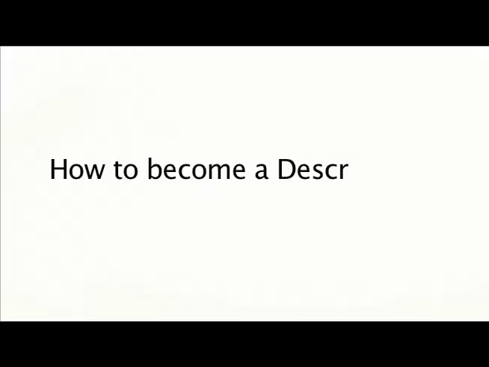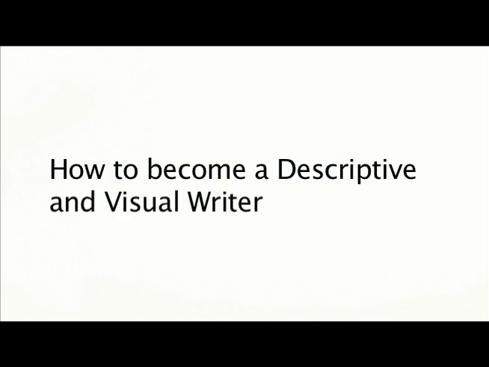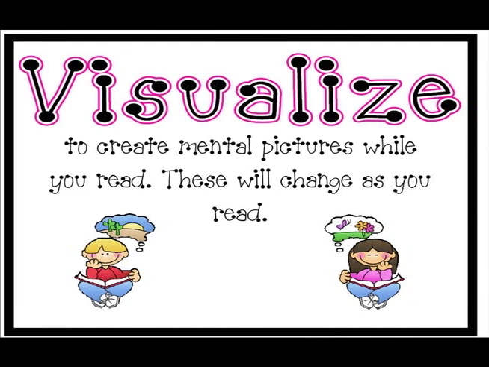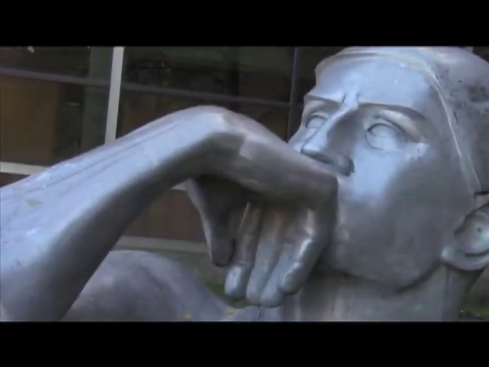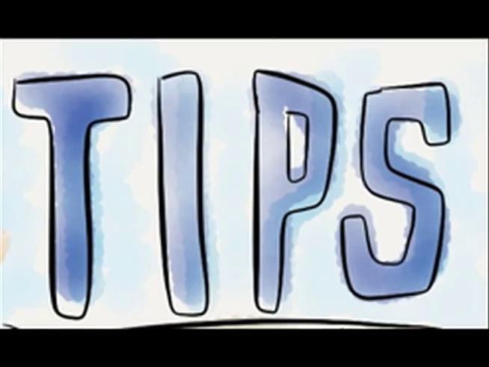Within the term of descriptive writing, there's also visual writing. You heard me talk earlier about visualizing. Now we're going to go over how you help your reader visualize what it is that you, the writer, see. There are 5 basic tips to remember when writing visually and descriptively.